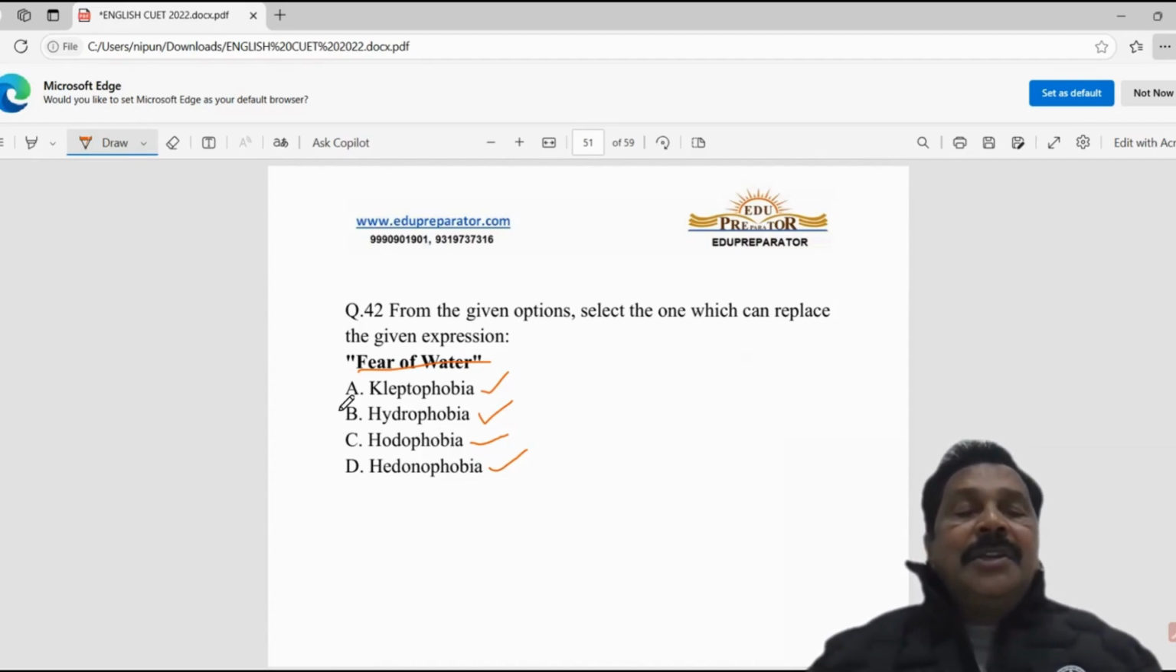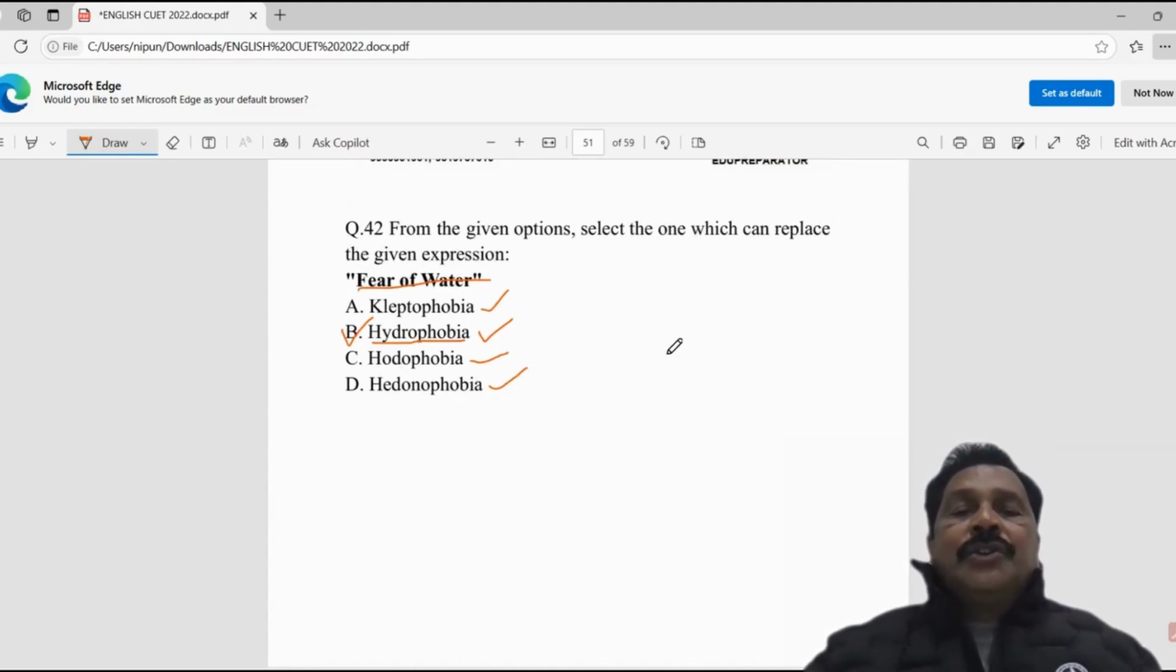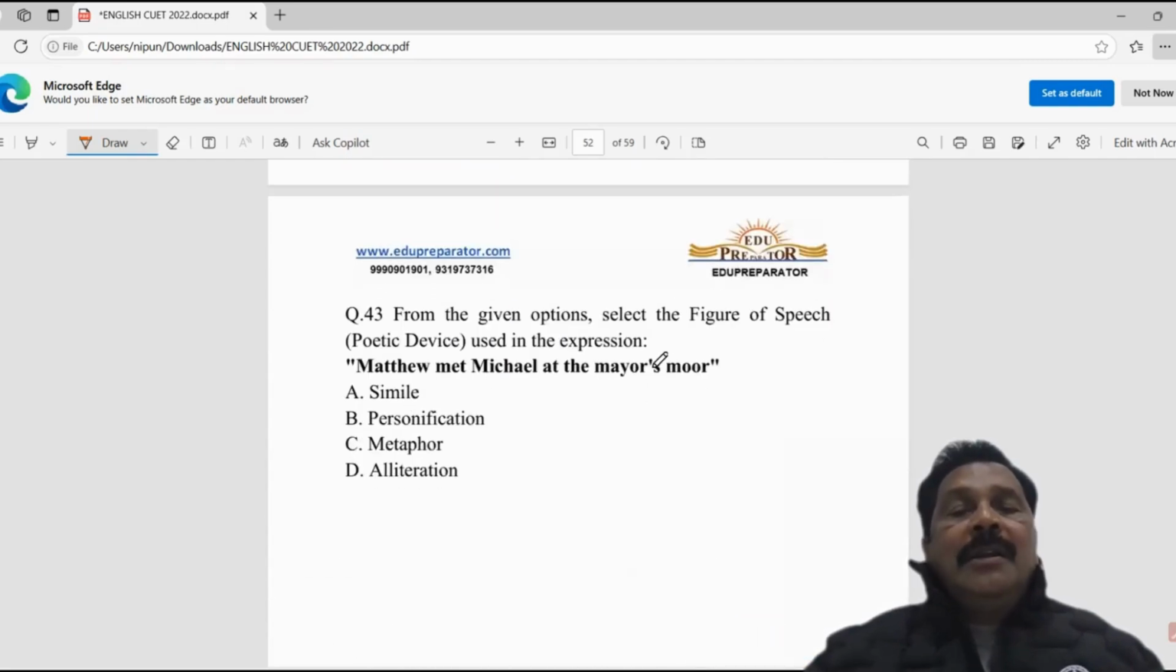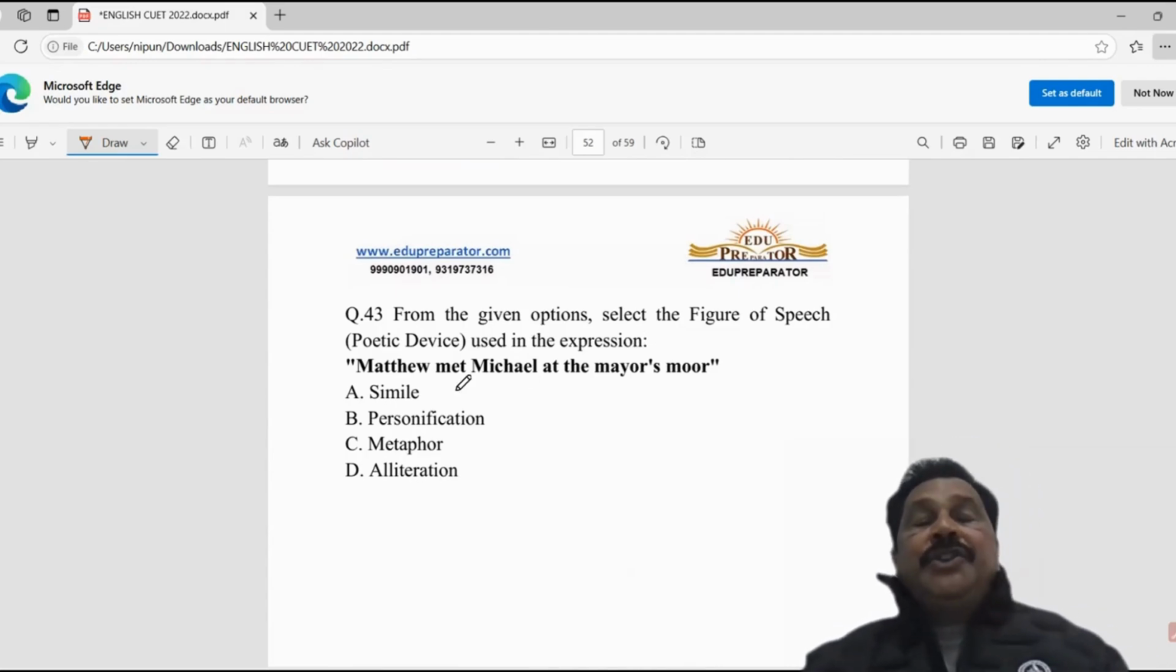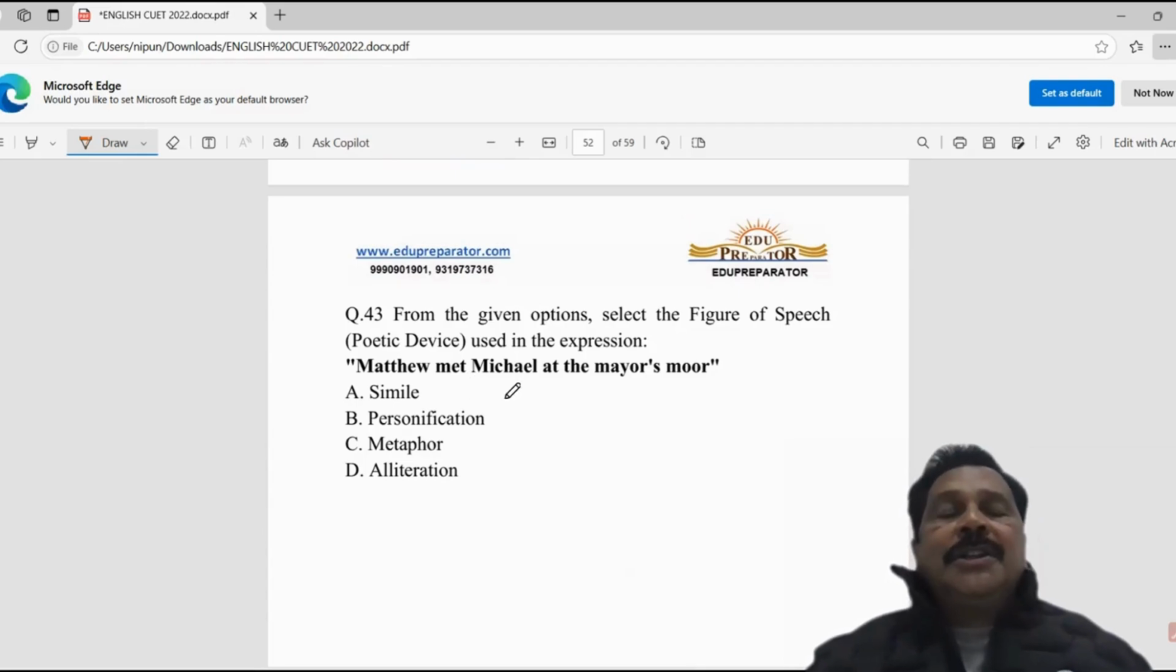And the correct answer is hydrophobia, the word you have studied from the chapter Deep Water. So, my dear children, learn your literature correctly. Next, from the given options, select the figure of speech. Figure of speech is known as poetic devices used in the expression: Matthew met Michael at a mayor's moor.